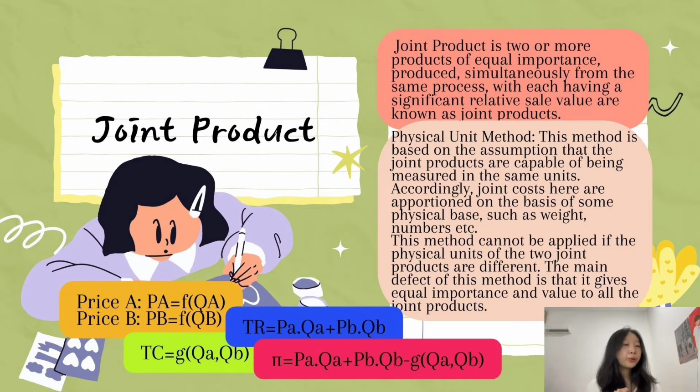In a simple case, where there is only one kind of input used to produce two kinds of output, the producer faces two kinds of demand curves, for the output of goods A and goods B, where QA is the amount of item A produced, while QB is the amount of item B produced. Then the demand functions facing the producer are PA equals f(QA) and PB equals f(QB), where PA is the price of goods A and PB is the price of goods B.